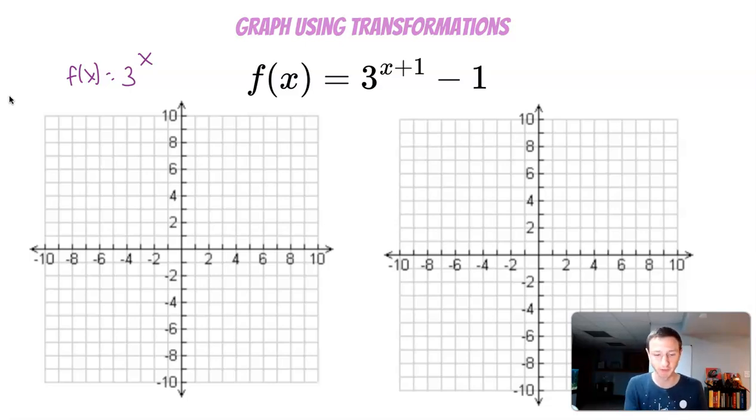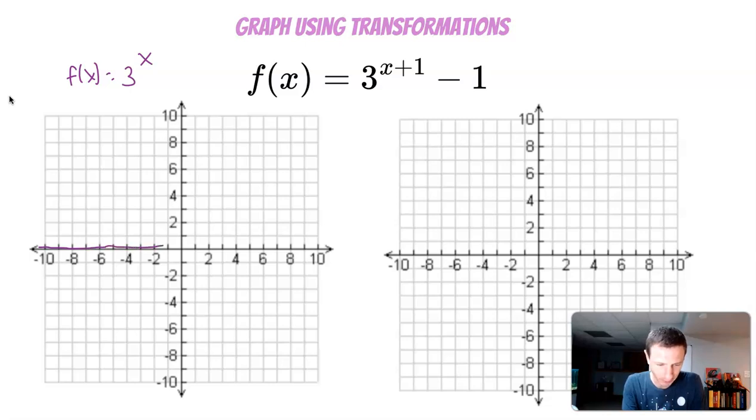What happens there? What does that imply? So let's first graph 3 to the x. So 3 to the x is an exponential function. That means it's going to look something like this. It's going to travel down this asymptote of the x-axis.